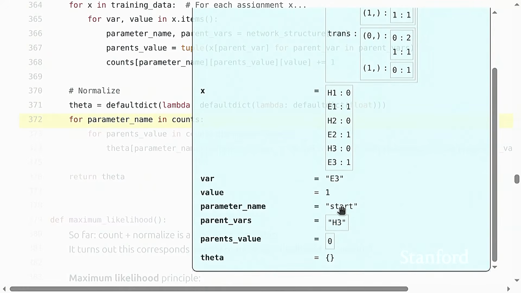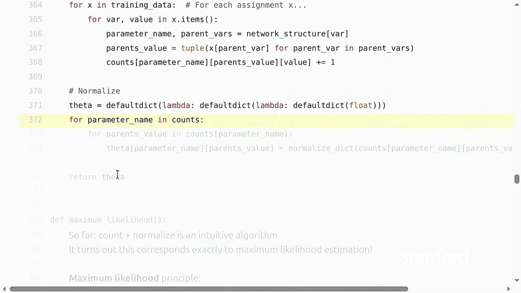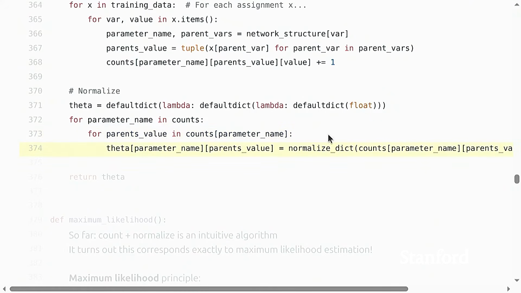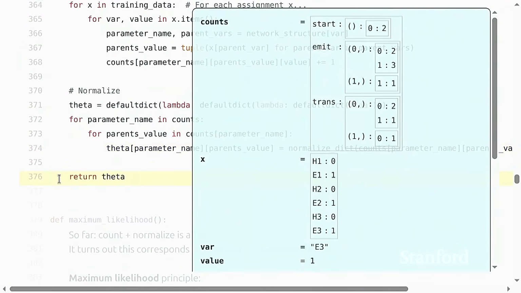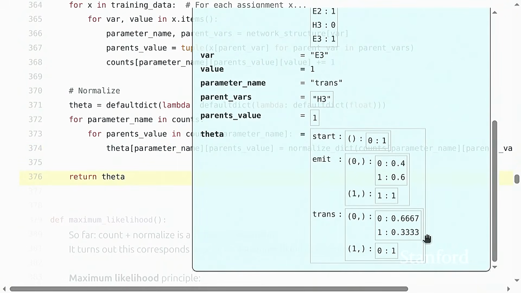P start, emit, and trans. And then I'm going to go through every parent's value. So remember, this is a tuple in general for all the parents. And then I'm just going to normalize. So for every parameter name and parent's value, I have a distribution that I'm normalizing. And that gives me this distribution.